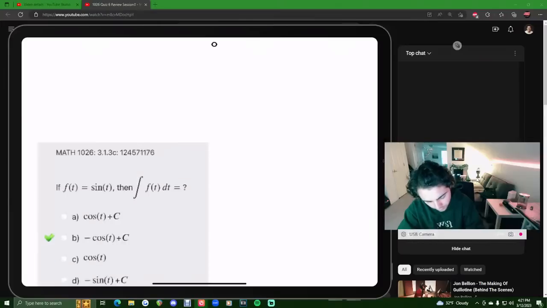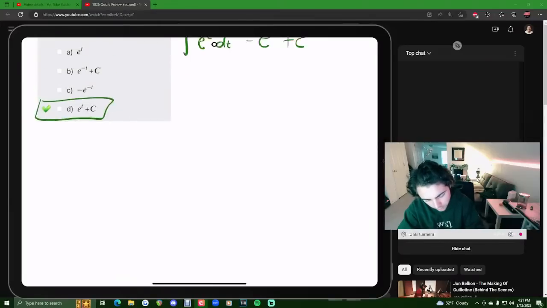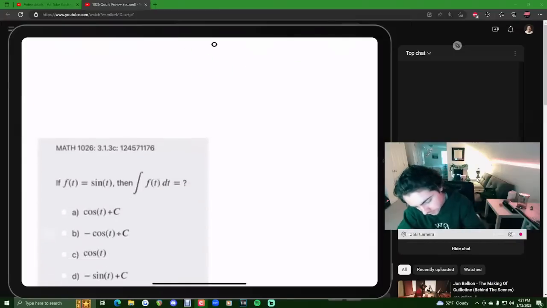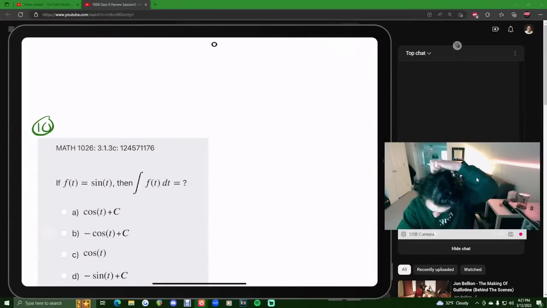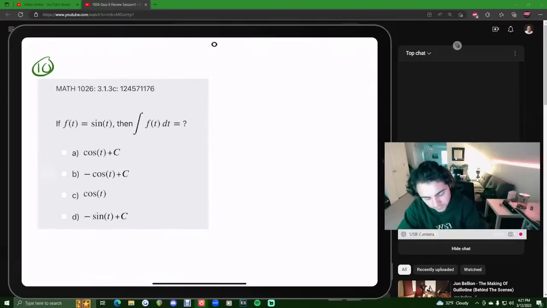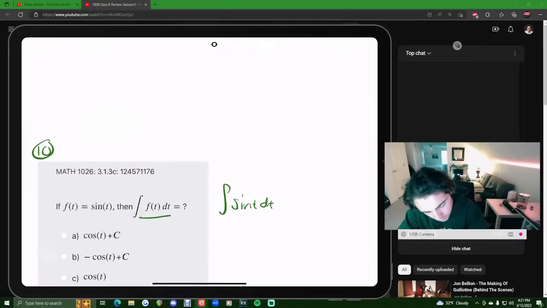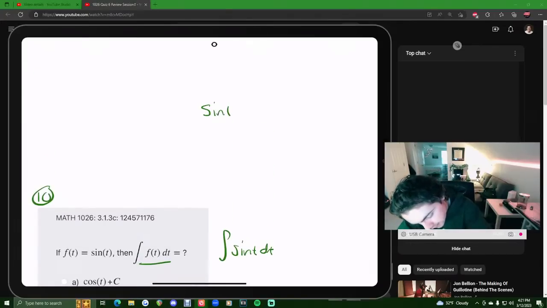We're cruising through these. We only have a few more, to be honest. It might be like a 30-minute session. That was number 9. Here's number 10. They give us this function, sine of t, and they ask for the antiderivative or the indefinite integral of sine of t, dt. It might help to recall the derivatives of sine and cosine.